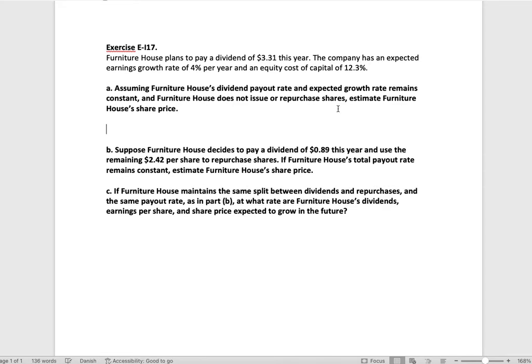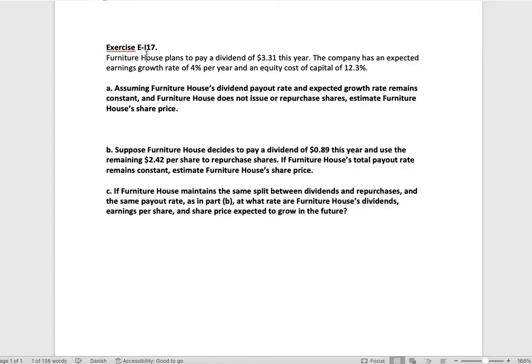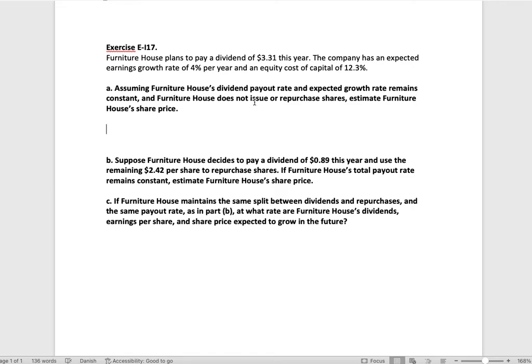First up, we want to find the same thing as before in the exercise. What was that? That was E9, or I9, sorry. And it's basically asking us for the same: what is the share price of Furniture House?